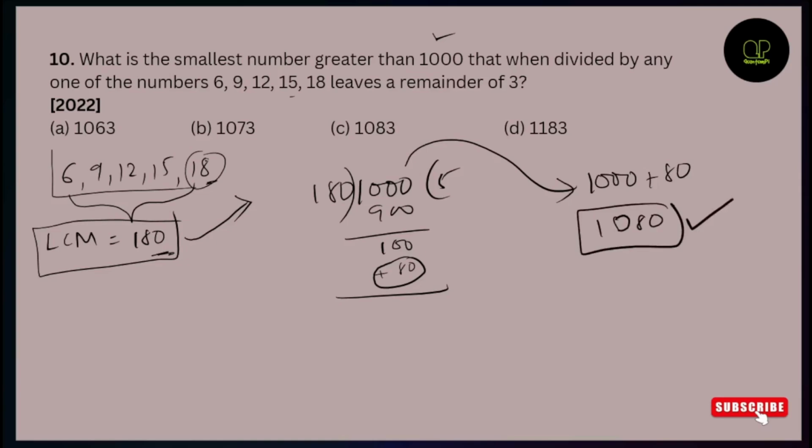This is the number which is exactly divisible by 180, which means it is also exactly divisible by all these: 6, 9, 12, 15 and 18. Now it should leave a remainder of 3. So if you want it to leave a remainder of 3, you should have an extra 3 here. So your answer would be 1083. So this is your answer.